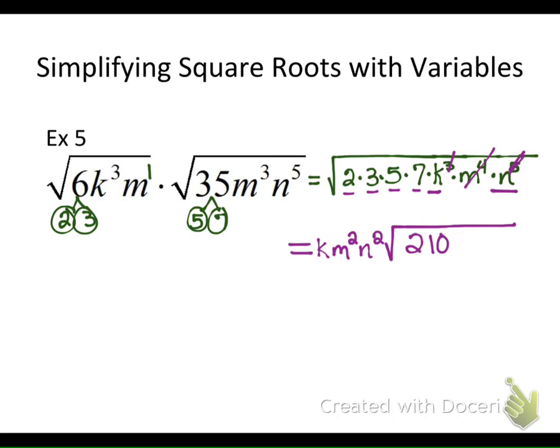Okay. Now, what variables do I still have left? A K and an N, because they were odd. So the odd ones get stuck on the inside.